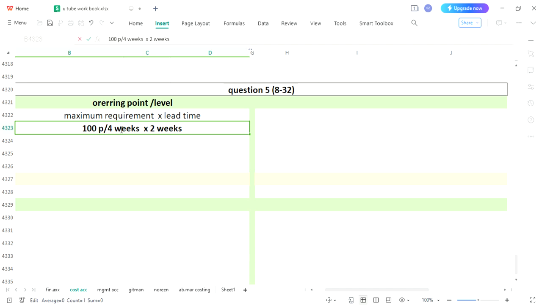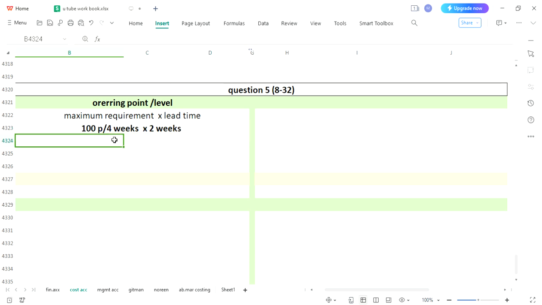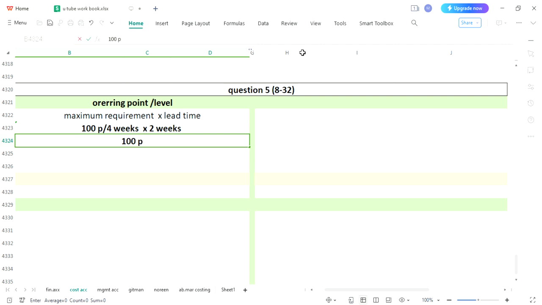So let me know how many weeks are present in 1 month? So majority of you will say 4. Okay, for the time being we are accepting it. Now please note it down. Instead of writing 100 pieces per 4 weeks, I'm going to change it and write 100 pieces, but it is per month. Why? Because in a month there are 4 weeks. In other words, we can say that these 100 pieces are for a month as well. And on right side we have 2 weeks.